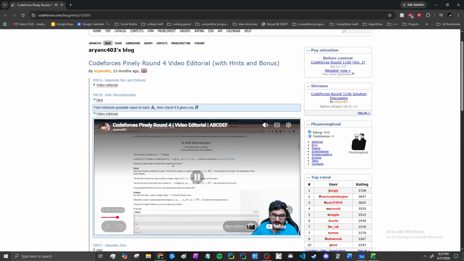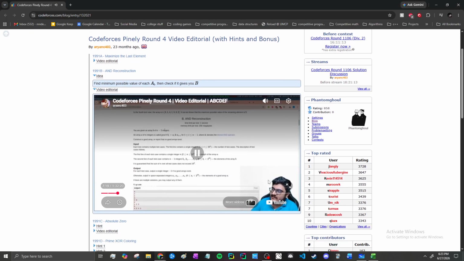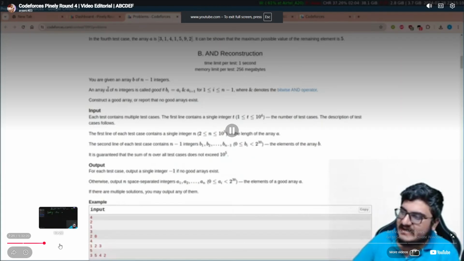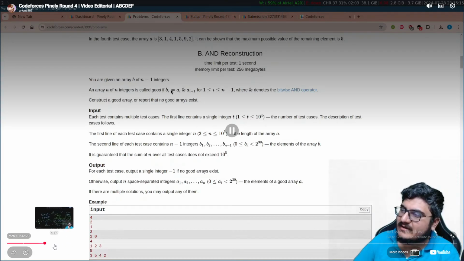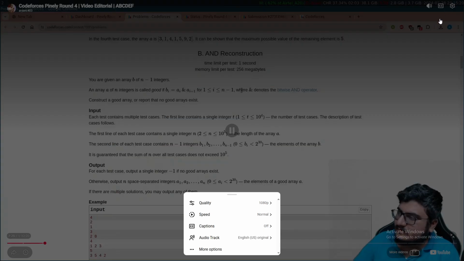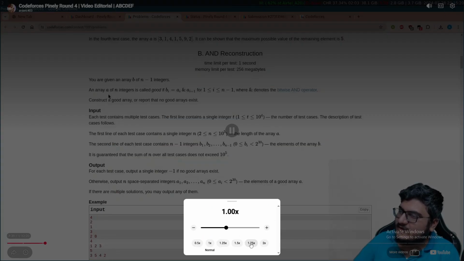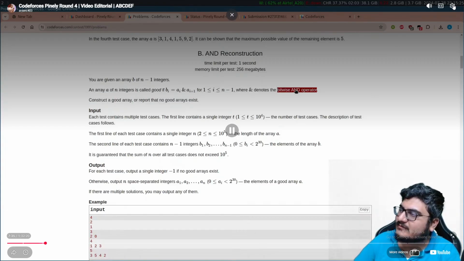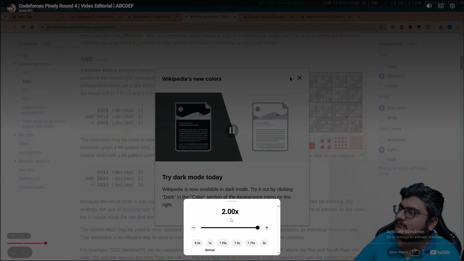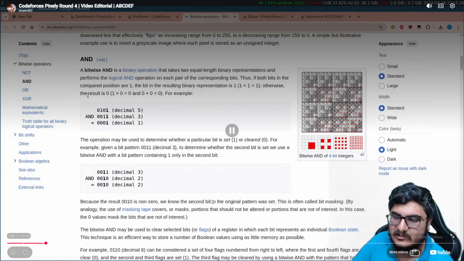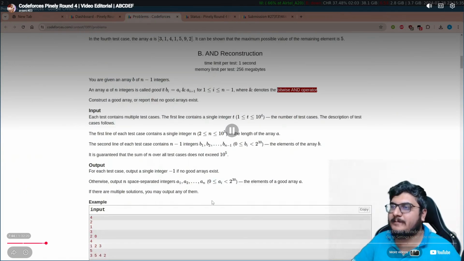On to the second problem. It says you are given an array B of n minus 1 integers. An array A of n integers is called good if Bi is equal to Ai and Ai plus 1, where and denotes bitwise AND operation. Construct a good array or report no such good array exists. You can also find the bitwise AND definition here.